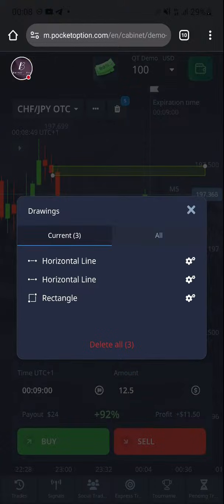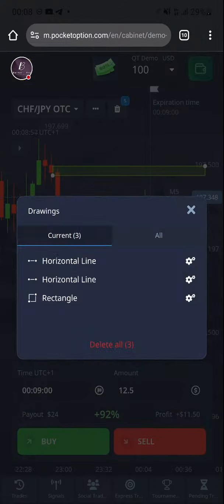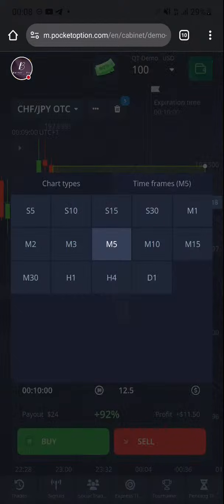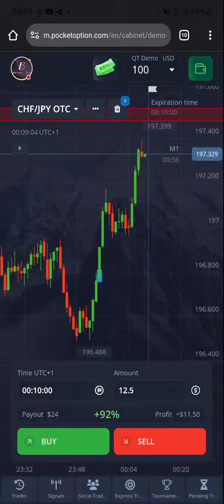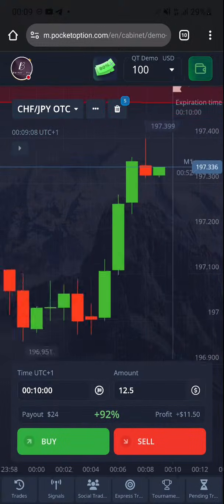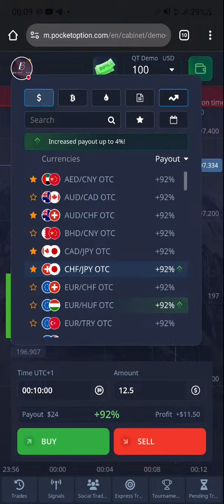You understand? So it's a supply area. Mark it as a supply. Nope, I didn't mark it properly. Okay, let's go back to M1. Okay, so I'm expecting if price enters into this entry, you understand, we'll take the trade and we should expect a pullback. So we'll mark this as a favorite.